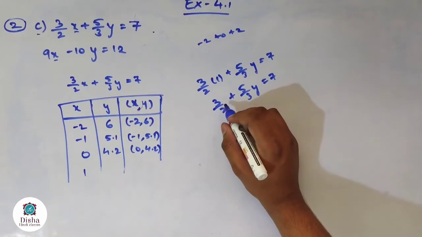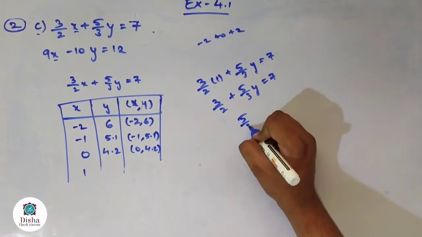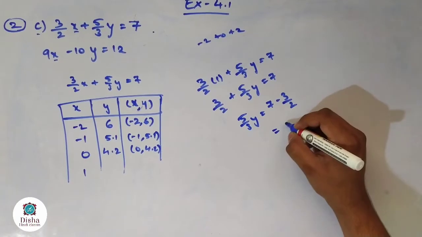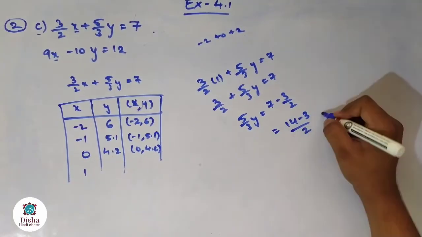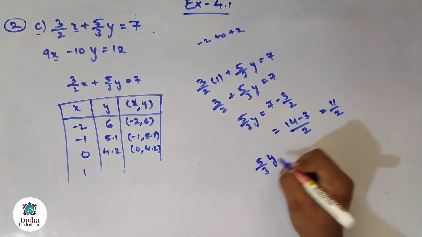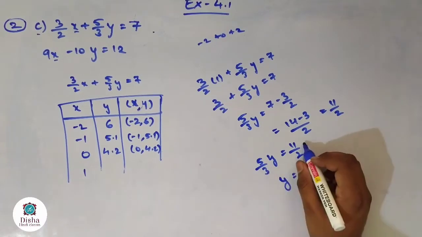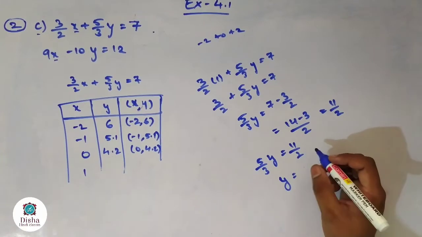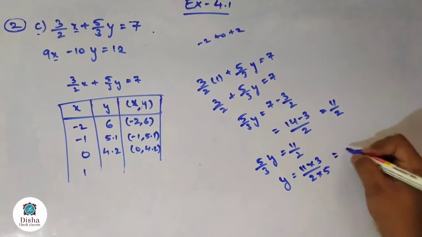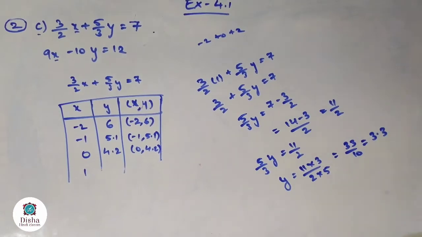So here it is in addition. If we send this to the RHS, it will become subtraction. So 5 by 3 of y equals 7 minus 3 by 2. So again LCM, what will we get? 14 minus 3 by 2. That will be 11 by 2. So 5 by 3 y equals 11 by 2. So y equals, this 3 will go to the numerator and 5 will become the denominator. So 11 into 3 by 2 into 5. It will be 33 by 10. That will be equal to 3.3.